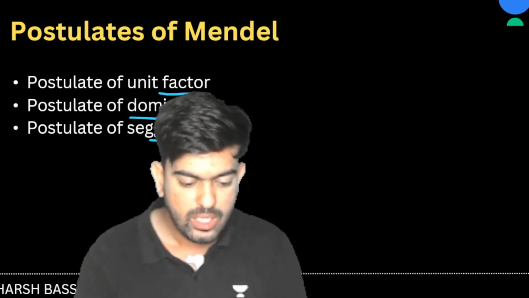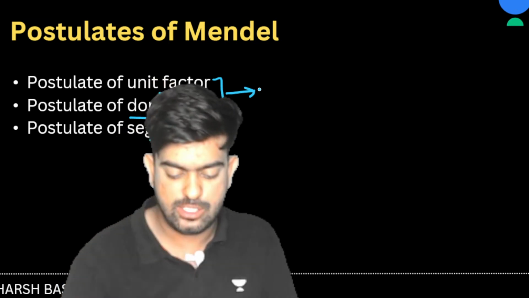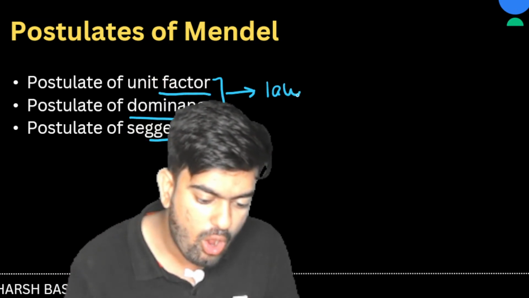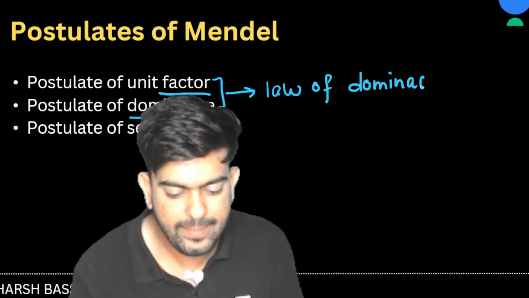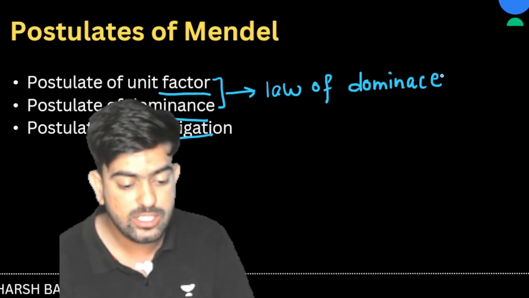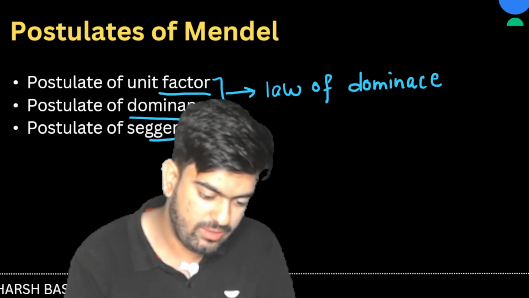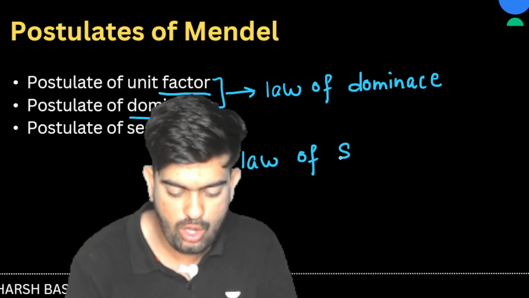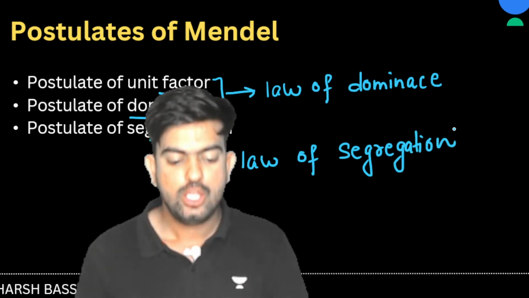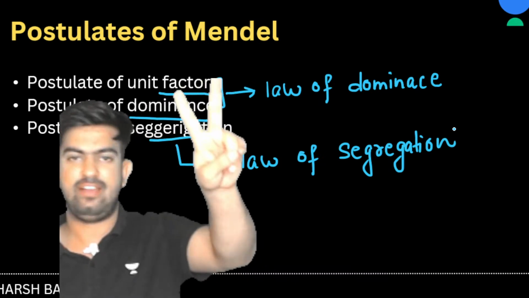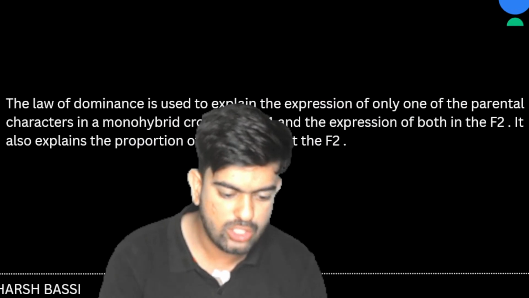Now, what is going to happen? These 2 postulates, unit factor and dominance, made the first Mendel's law, known as the law of dominance. The postulate of segregation generated the law of segregation. Clear to everyone? So according to Mendel's experiment, we have 2 laws: law of dominance and law of segregation. Now let us understand these laws, starting with the law of dominance.